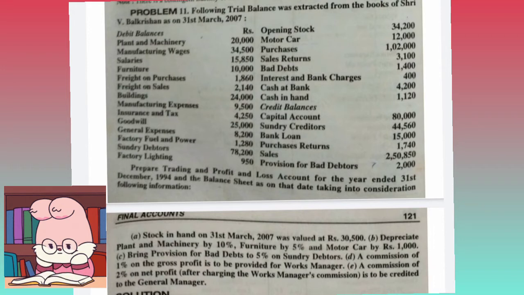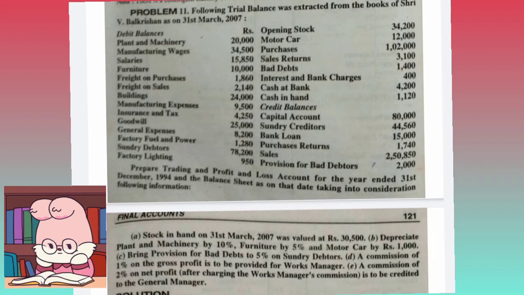We need to calculate 2% of commission which is to be given to the general manager of the business. So it is an expenditure to us, and we are crediting it to the general manager account, but for us it is an expenditure. For the general manager we will give a credit to him.